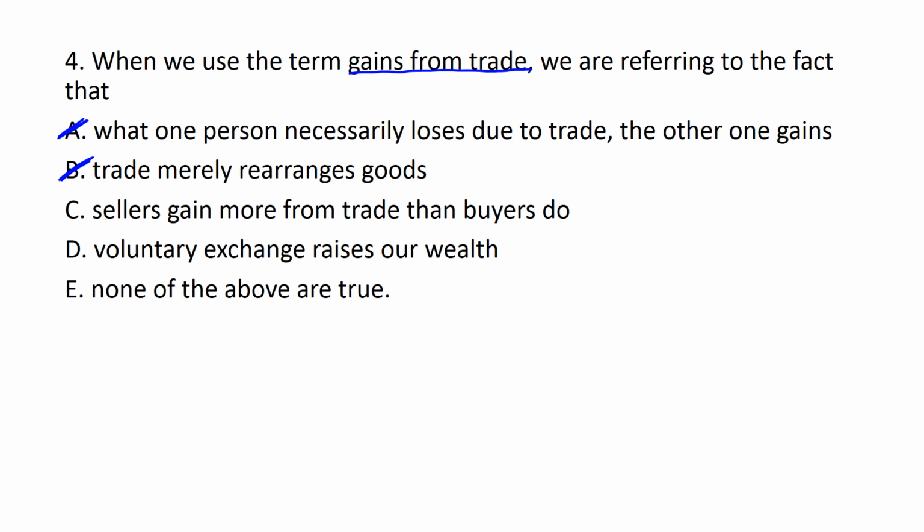C, sellers gain more from trade than buyers do. That is not going to be true because the gains go to both people. D says voluntary exchange raises our wealth, and that is going to be our answer. Because anytime we can choose to trade, you would only choose to do it if it made you better off, and therefore wealth is higher.